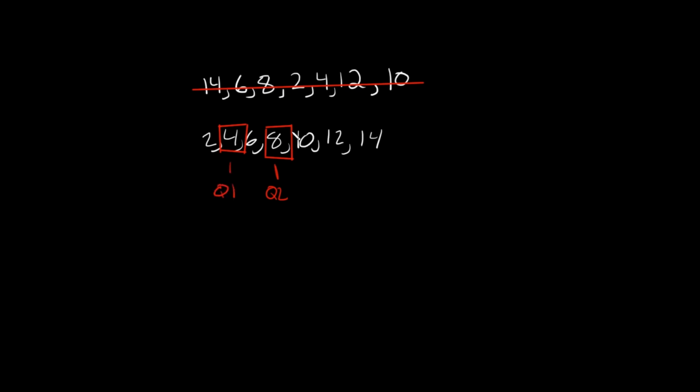And then, if this is Q2, the third quartile here is going to be 12. So this is Q3. All right, now that we've found all of our quartiles, we know how to calculate our interquartile range. It's going to be Q3 minus Q1. Now we know that Q3 is 12 and Q1 is 4. We can plug that into this equation. So 12 minus 4, and that is going to be 8.